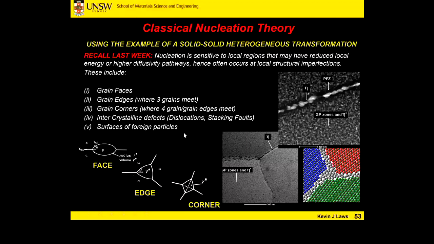We can also get solid-solid heterogeneous transformations occurring at the surface of foreign particles. We did see an example there in the TEM where we had a foreign particle, and obviously the surface of that foreign particle was either coherent or created a large stress within the structure, which allows for nucleation to occur at that interface with the foreign particle. Just remember this order here. Face, edge, corner. Bulk is essentially over here.